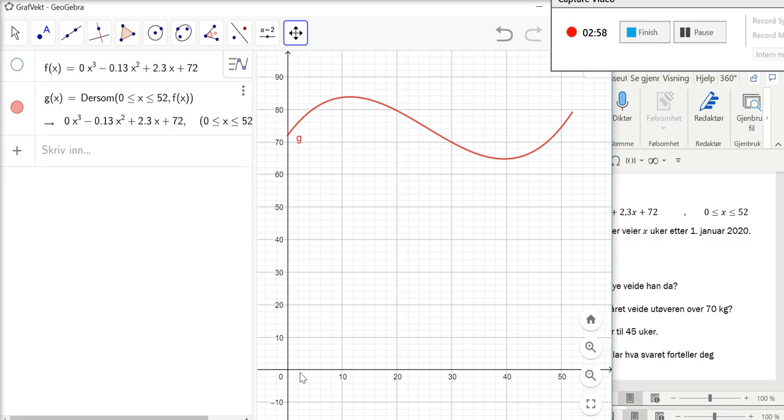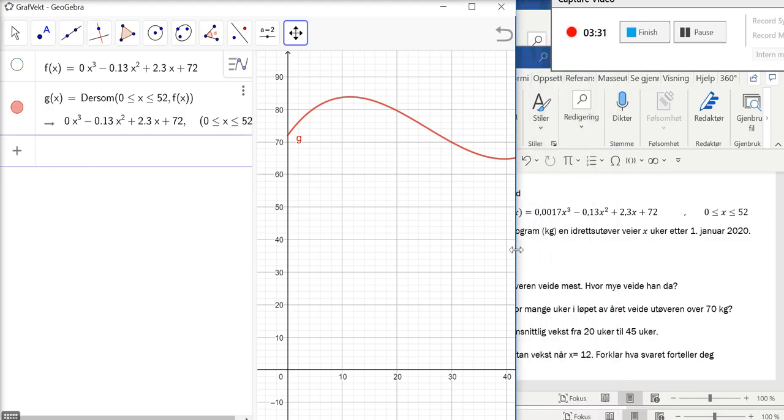And when we have done this, we need to just remember what the x numbers here are. This is the amount of weeks, and the y-axis is kilograms, right? So we see that he weighs about 72 kilograms at x equals to 0. That's the 1st of January. And then his weight increases during the spring here, goes down during the summer, and then it increases when we approach this Christmas again, right? So here we have the weight of the athlete.